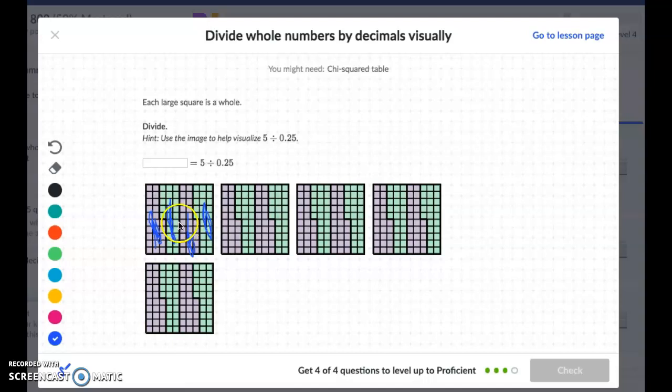So we just need to figure out if we have 5 wholes and we split them into sections of 25 hundredths, how many sections are we going to have? 1, 2, 3, 4, 5, 6, 7, 8, 9, 10, 11, 12, 13, 14, 15, 16, 17, 18, 19, 20. So 5 divided into 25 hundredths, or 0.25, is 20.